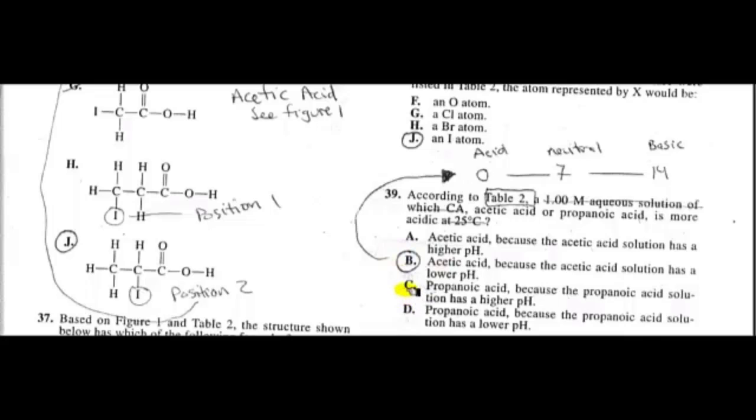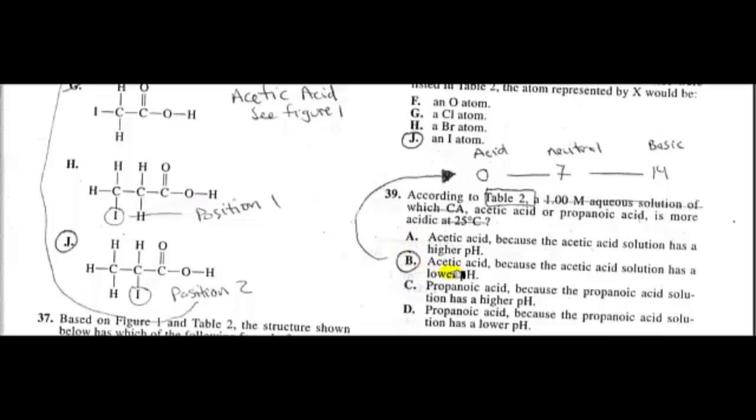We can go ahead and cross out answer choice C and D. We're left with A and B. Let's go ahead and take a look at A. A says acetic acid because the acetic acid solution has a higher pH. Well, you know that's incorrect because acetic acid had an actual lower pH of 2.38 compared to 2.44 for propanoic acid. So that gets its terms mixed around.